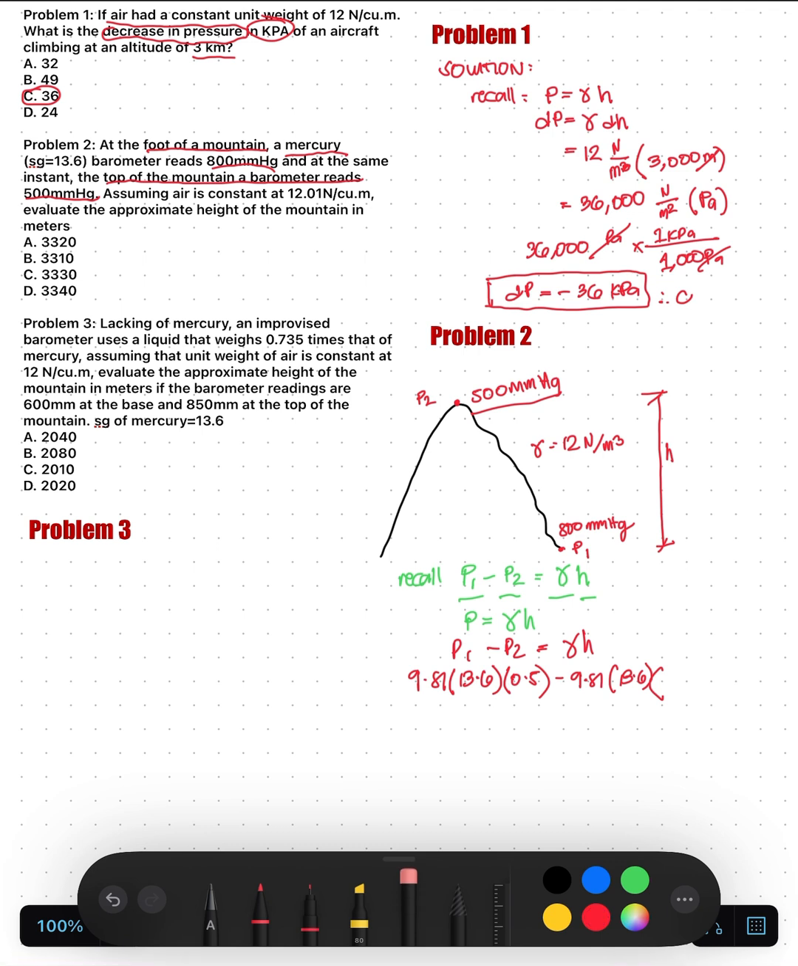Sorry, the pressure difference is 9.81 times 13.6 times the quantity 0.8 minus 0.5, which is equal to the unit weight of the fluid. The fluid there is the air. The unit weight for air, as stated in the problem, is 12.01 Newton per cubic meter. But for uniformity of our units, since we used kilonewton per cubic meter, we have to convert 12.01 Newton per cubic meter into kilonewton per cubic meter by dividing it by 1000, times the height. This is what we are looking for, the height.